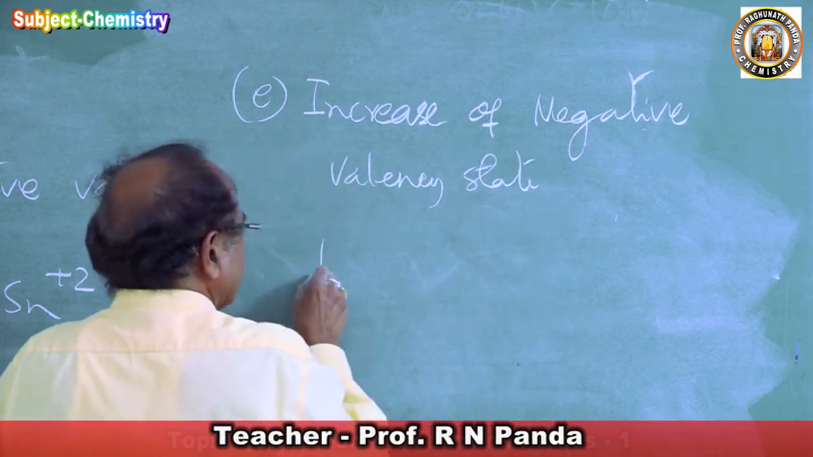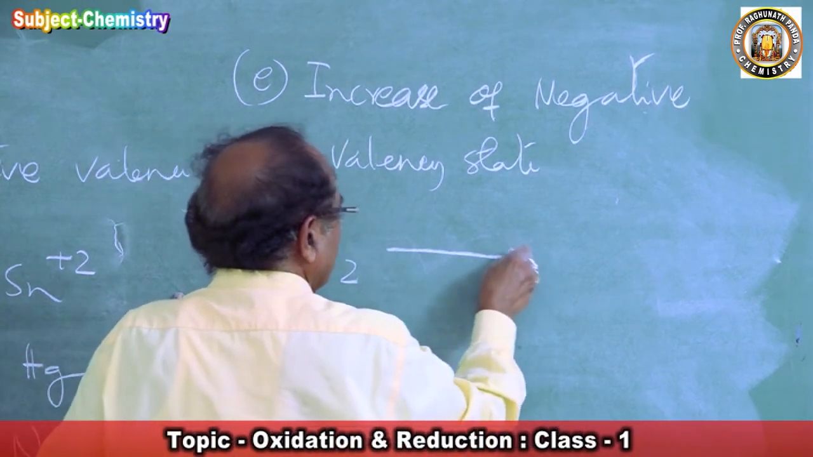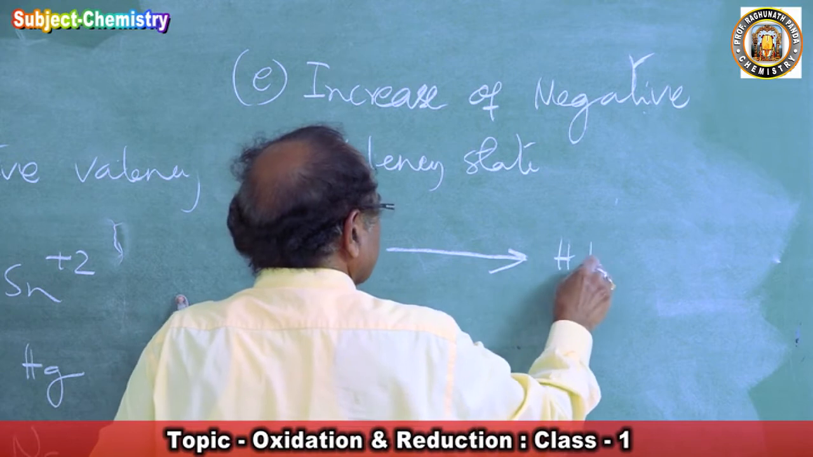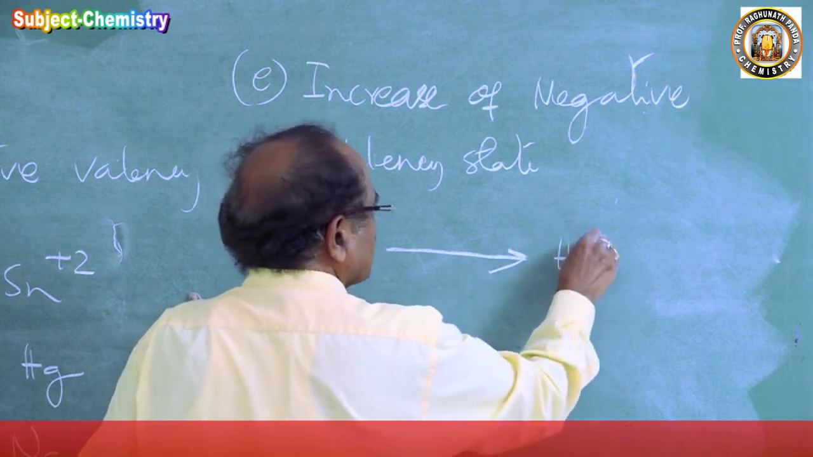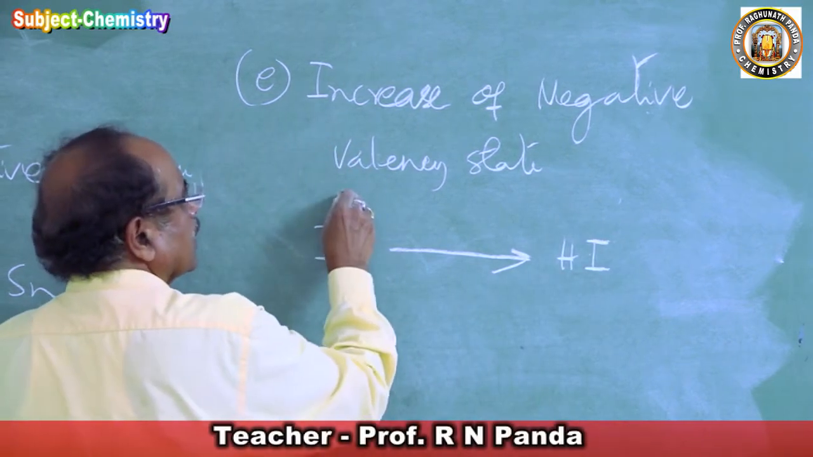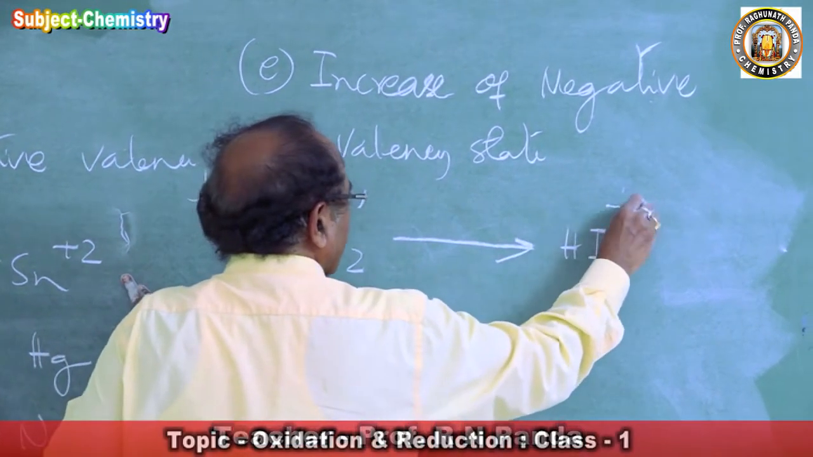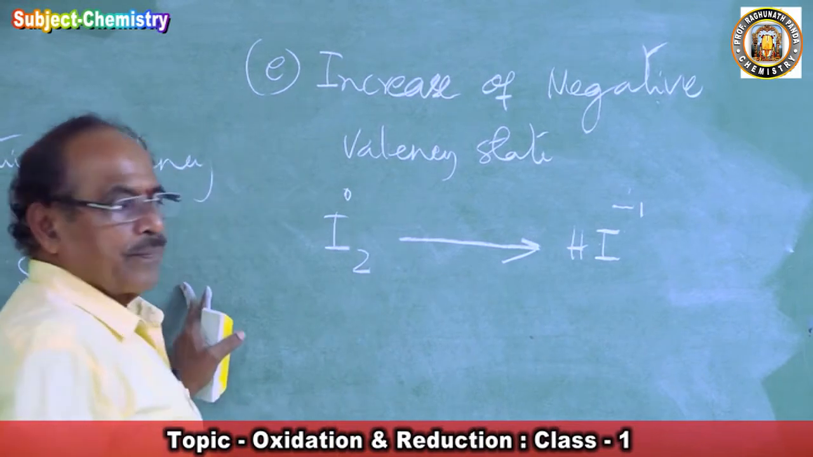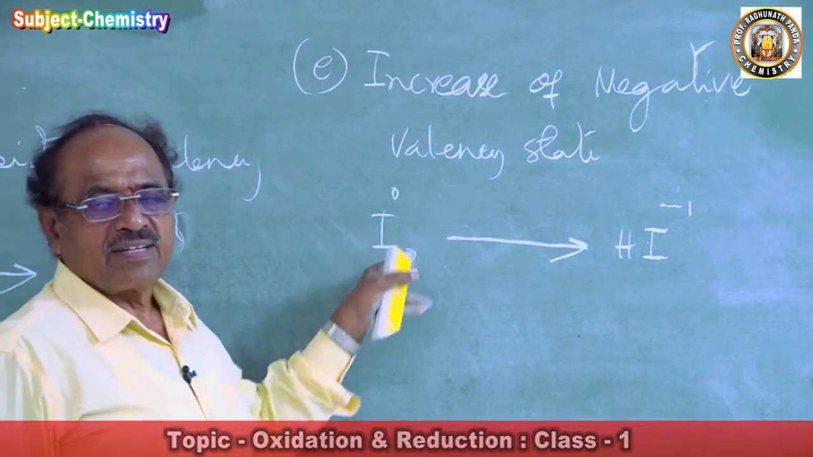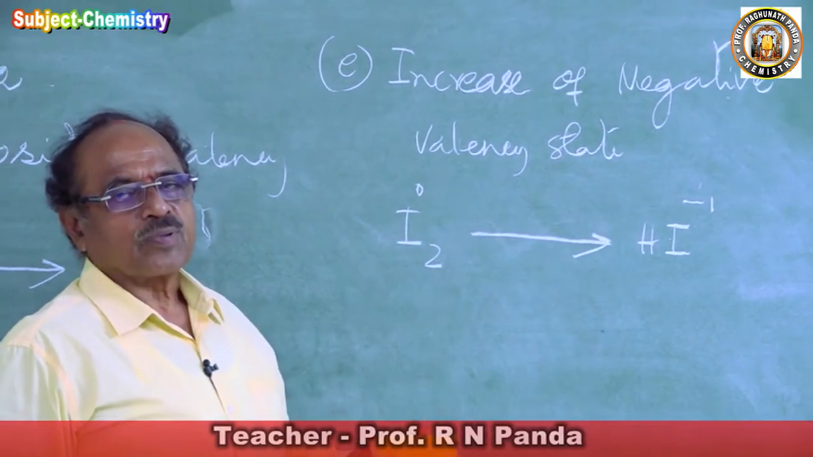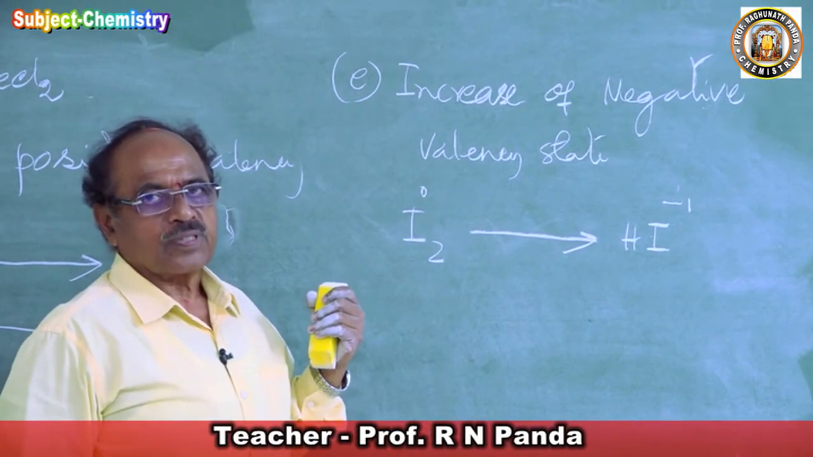Suppose we have iodine, and iodine becomes hydrogen iodide. Here the valence state of iodine is 0, and in hydrogen iodide this becomes -1. When iodine is converted to iodide, the process is called reduction.